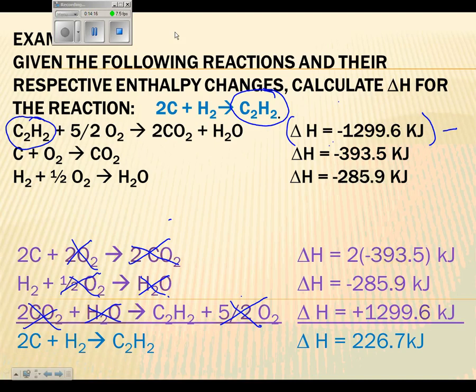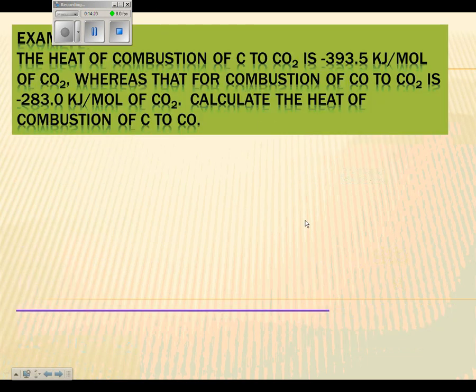Hopefully you remember doing this in pre-AP. We're not going to do a whole lot of reactions in the notes, but there are some in the homework.